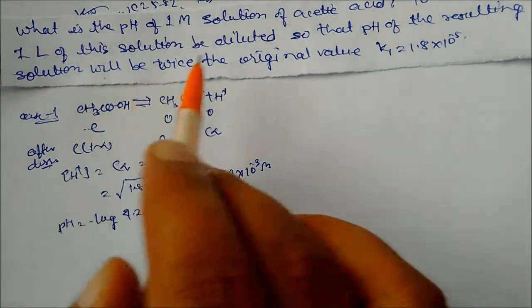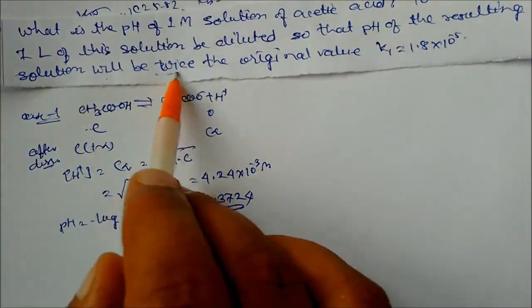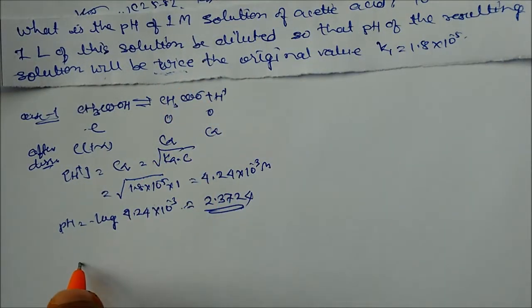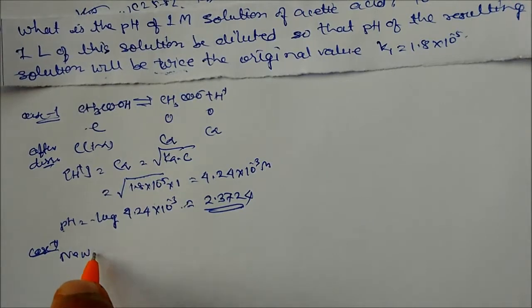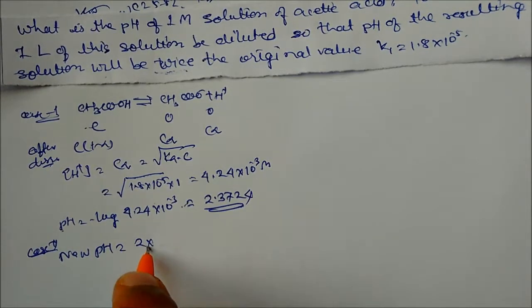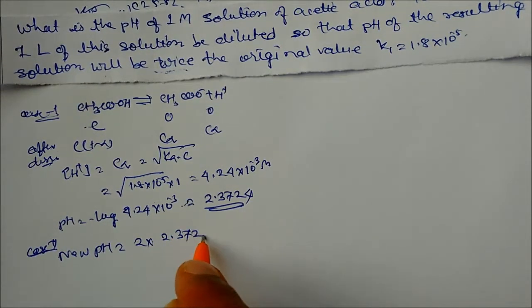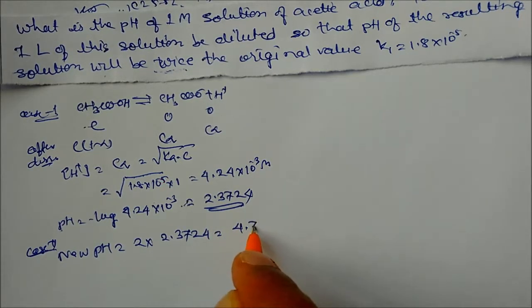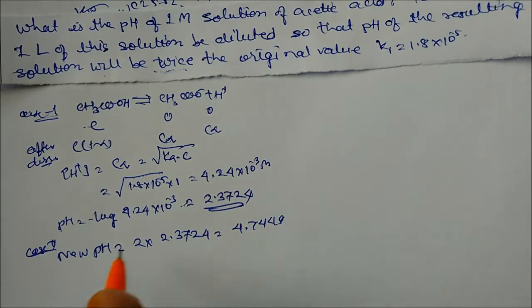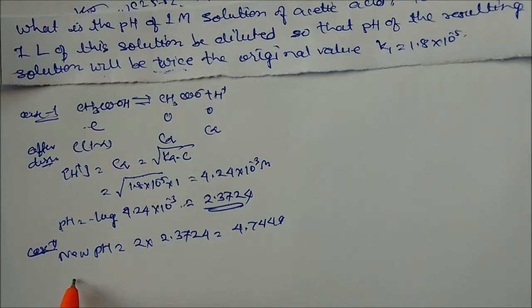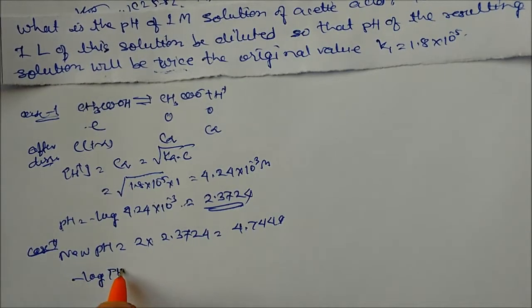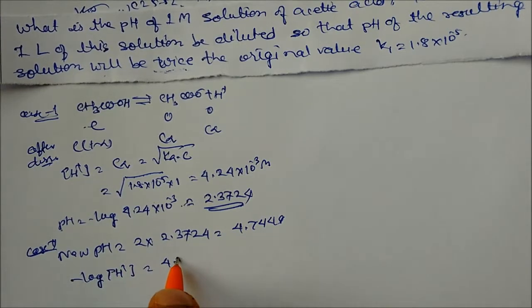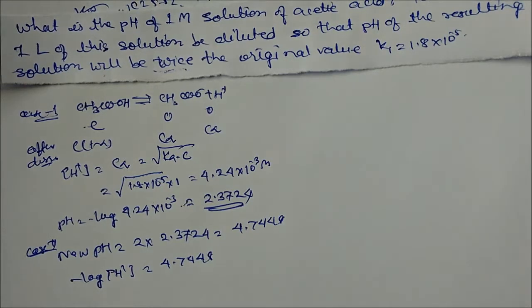The pH of the resulting solution should be twice this, as they have given. So now we go to case 2. The new pH will be twice of 2.3724, which is 4.7448. So now we can write pH equal to minus log of H plus equal to 4.7448. We do this to get the concentration of H plus.